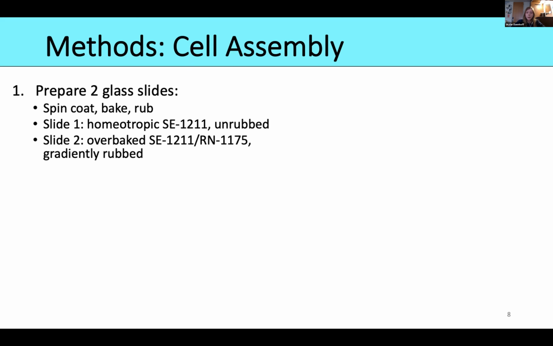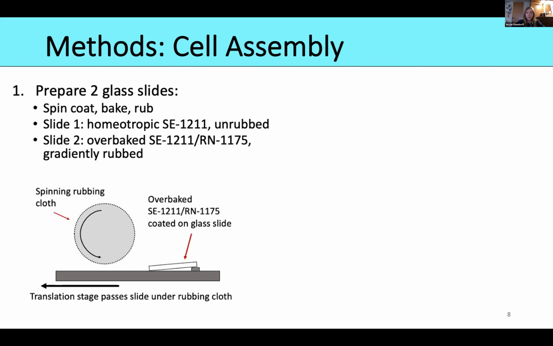And we do this gradient rubbing using this rolling spinning cloth. And we have the cell, or the glass slide, propped at an angle. And as this translation stage goes underneath the rolling cloth, we can apply a gradient strength of mechanical rubbing across the cell.